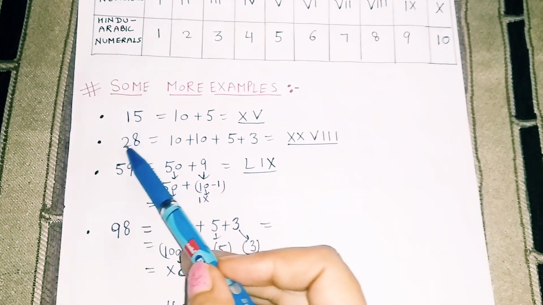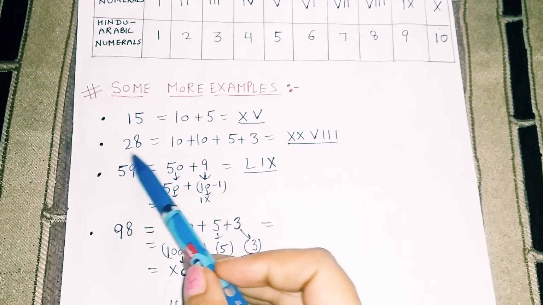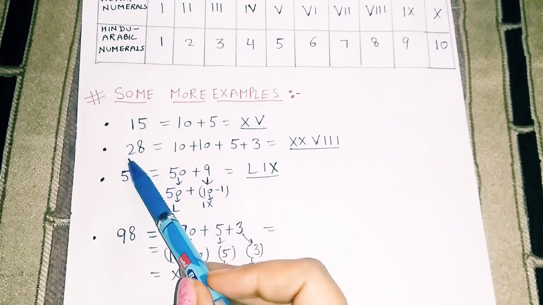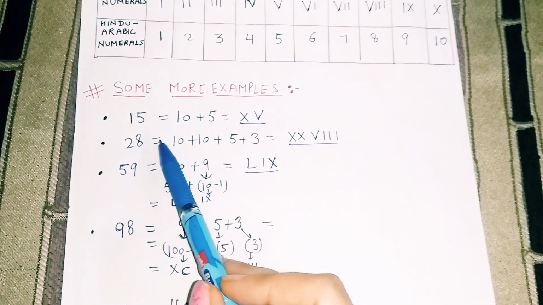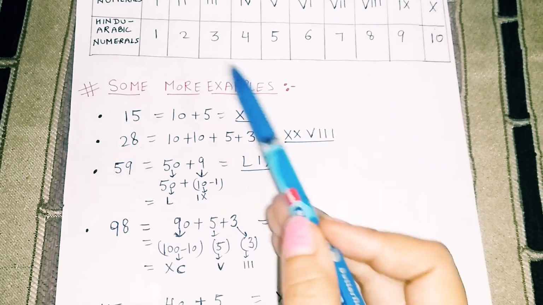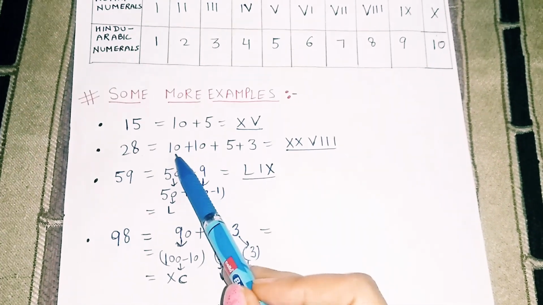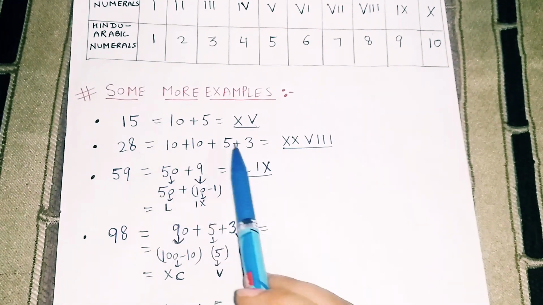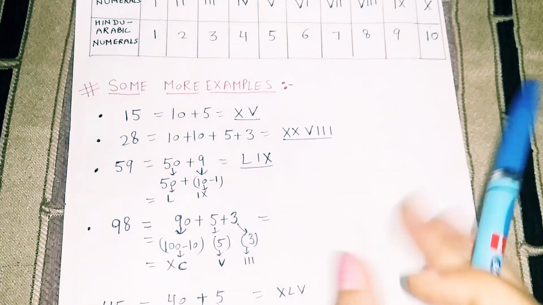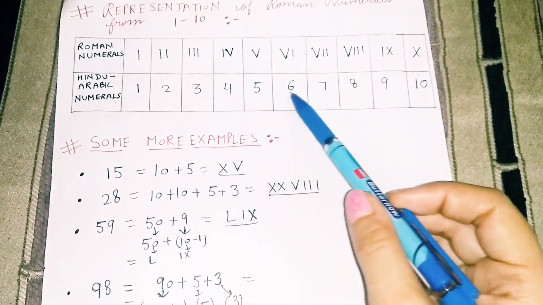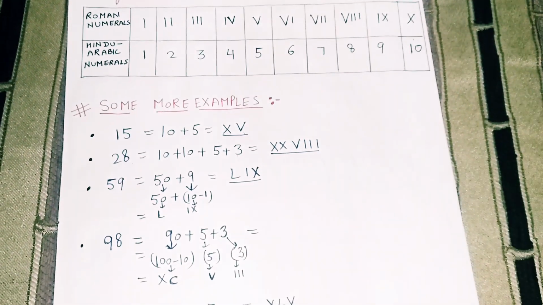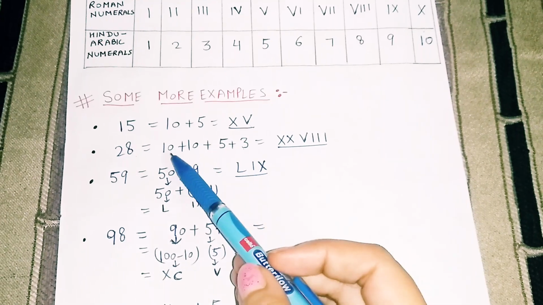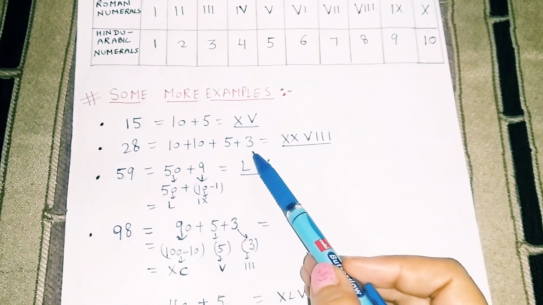Let us try one more. 28. First of all, the first step is to break this value into parts. Now 28 can be written as 20 plus 8, and 20 can be further broken into 10 plus 10, and 8 can be broken into 5 plus 3. You have to break the symbol into smaller values using this table. 10 plus 10 plus 5 plus 3.